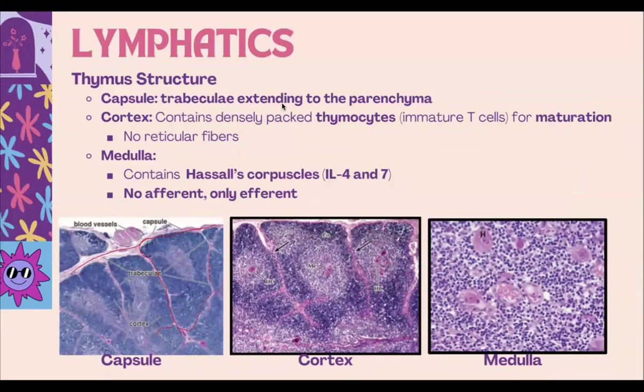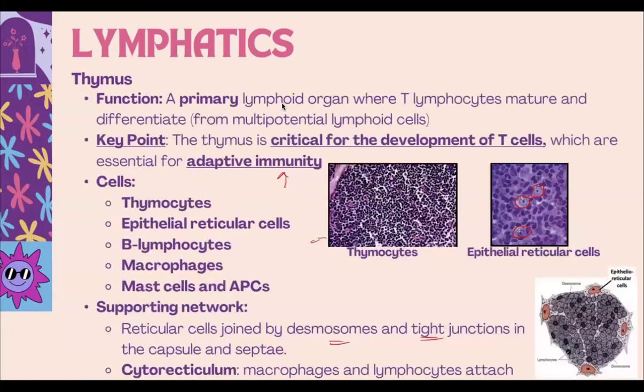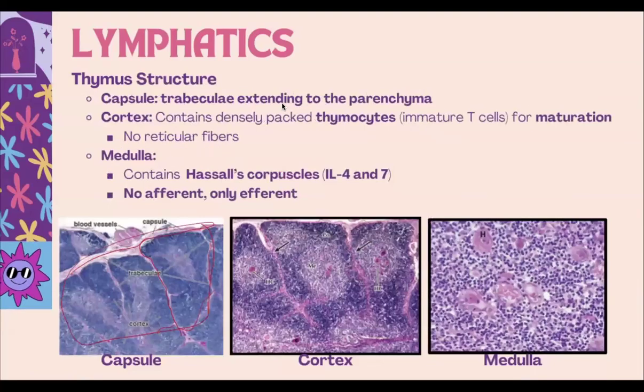And then you have the cortex of the thymus. So this entire thing is the cortex over here, and you can see it here as well. The cortex contains the thymocytes, these cells that we mentioned; the cortex is just packed with them. It looks very dark, and these are the immature T cells. They're waiting here for maturation, and they don't contain reticular fibers.